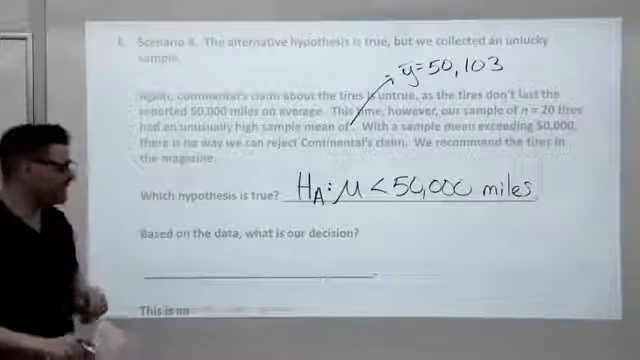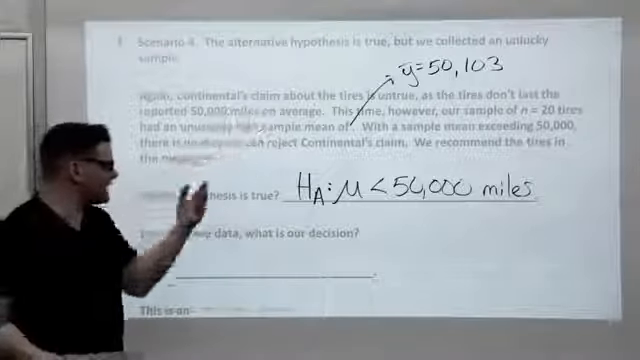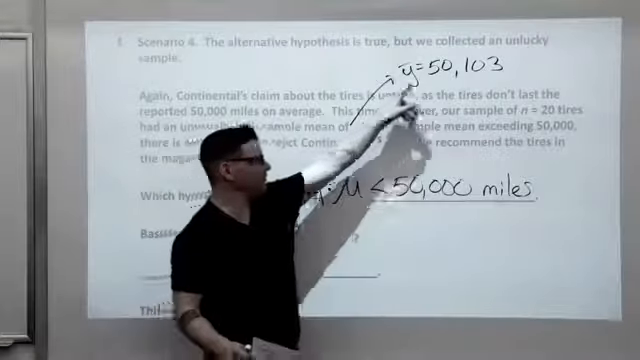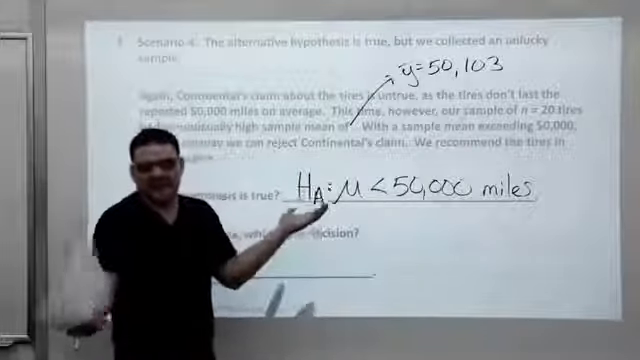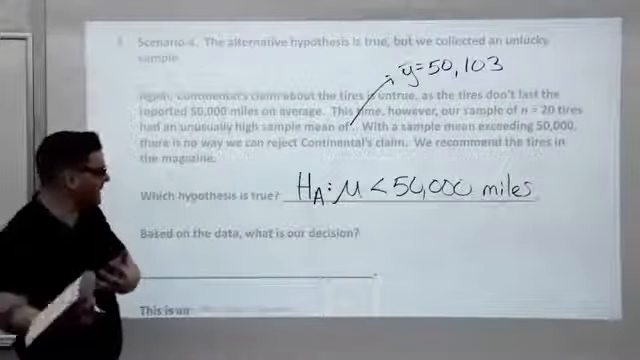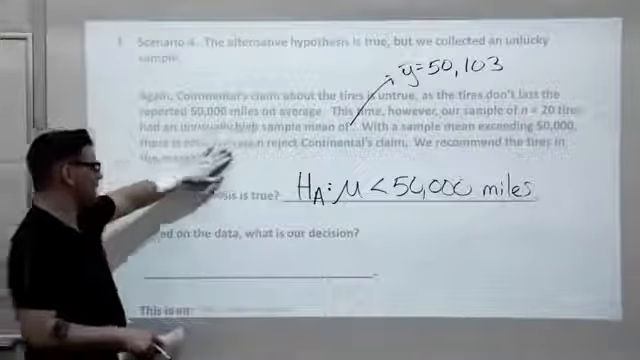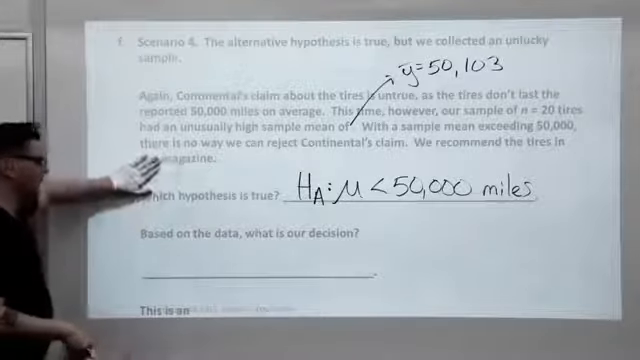That's above 50,000. How on earth could we possibly reject a null if that's above? We're testing for evidence below and we got a sample above. You can't reject it. There's no way. Right? You need to be convincingly below to even start thinking about rejecting. With the sample mean exceeding 50,000, there's no way we can reject. We recommend the tires in the magazine.